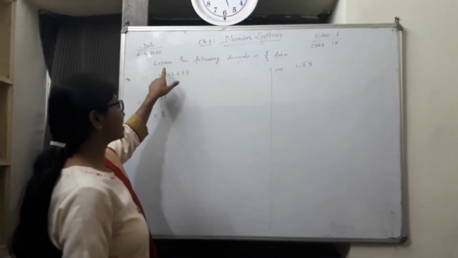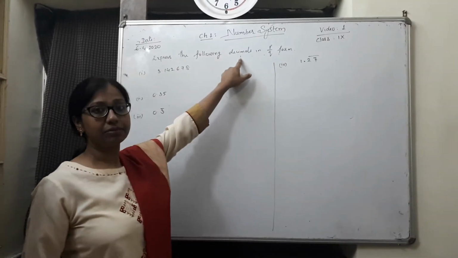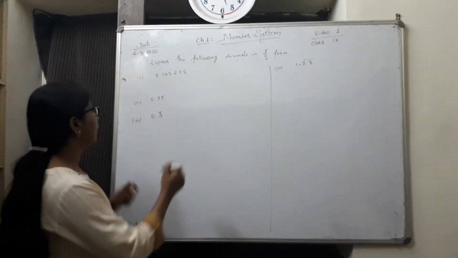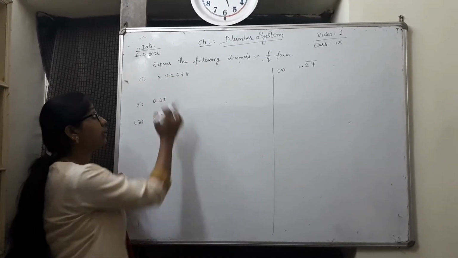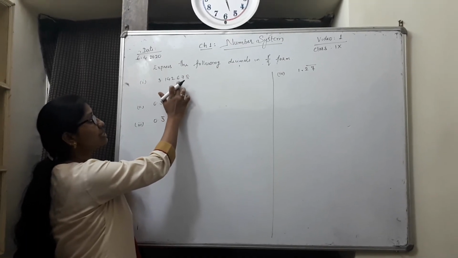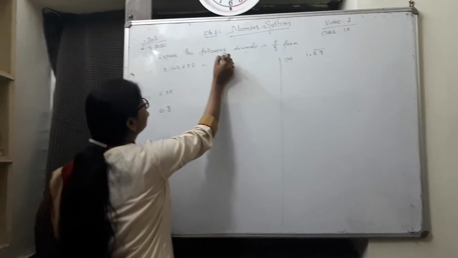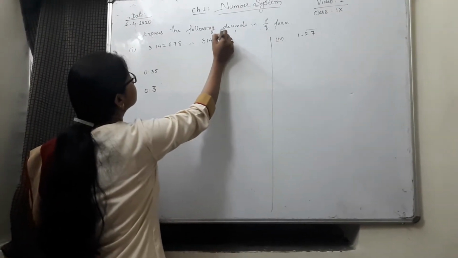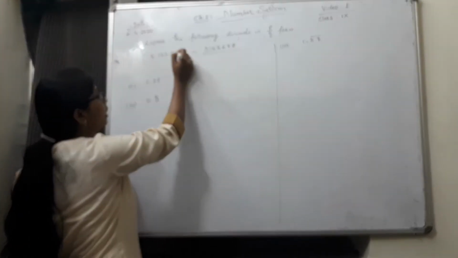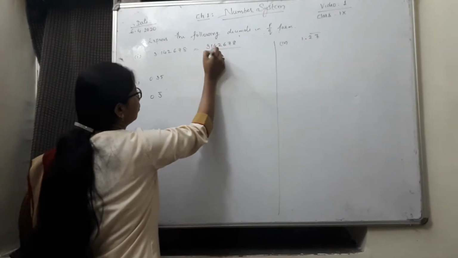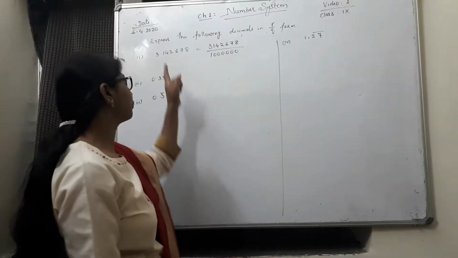Let us see some examples now. First question is, express the following decimal in p by q form. If the decimal is terminating, you have already done this in your class 8. 3.142678. The method is 3142678, we multiply and divide by that many zeros. Means 1, 2, 3, 4, 5, 6. This will be your answer for the first one.